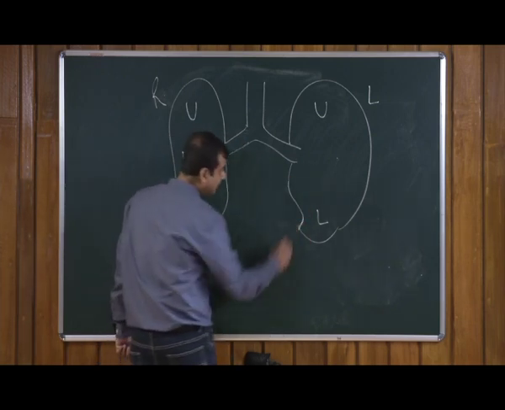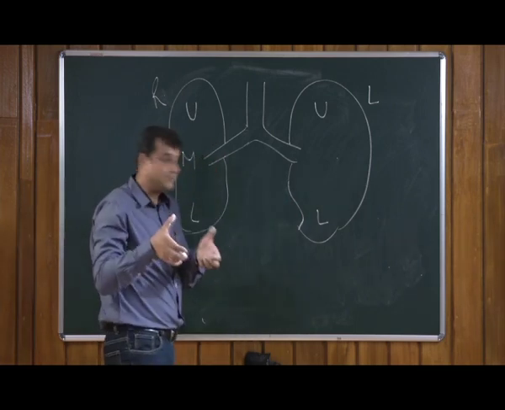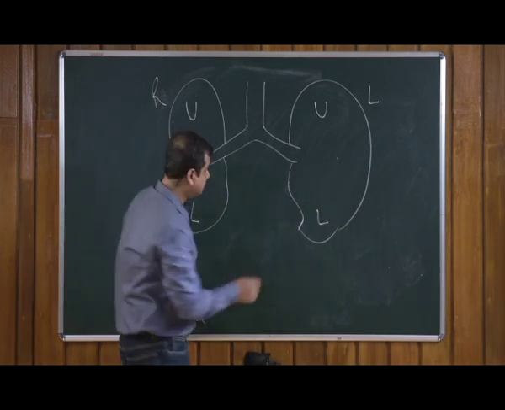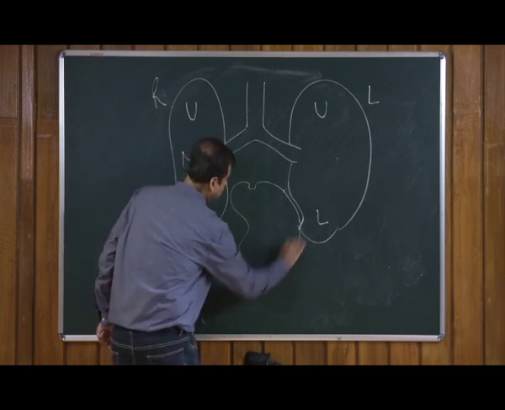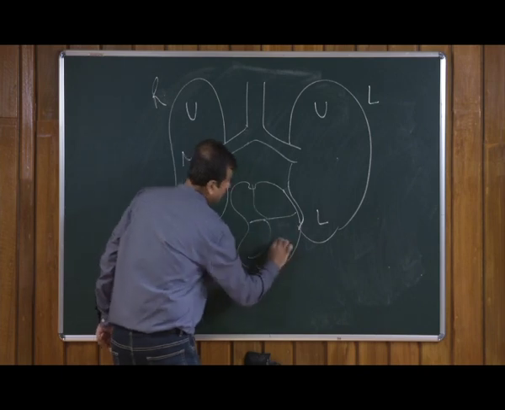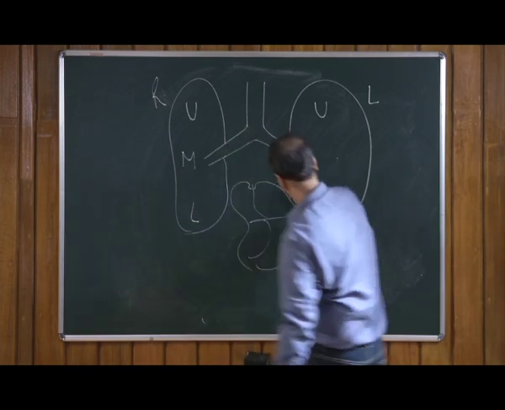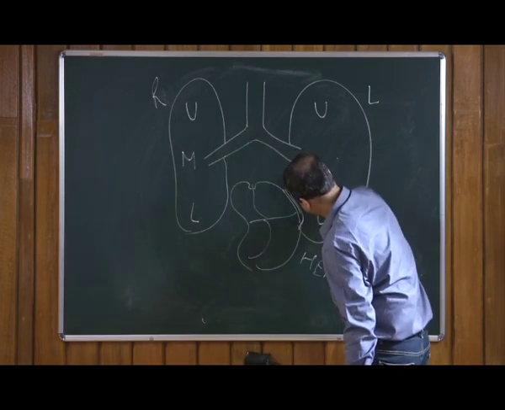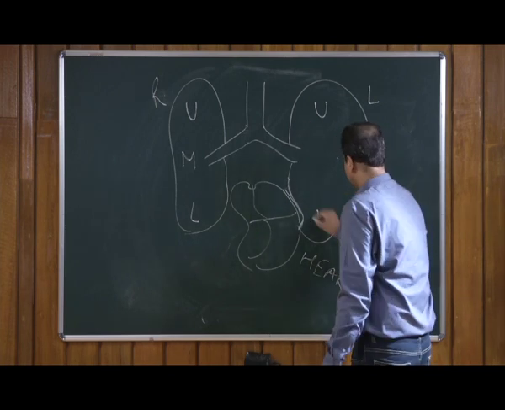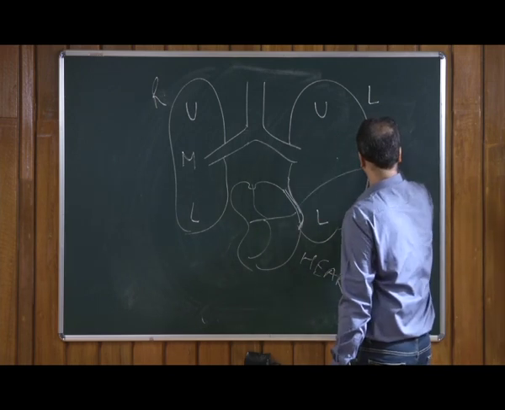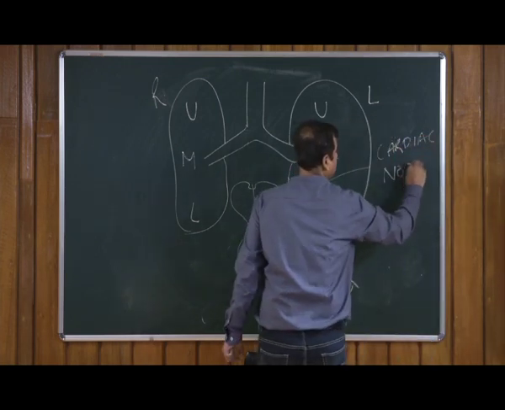This groove is basically a notch that has a very specialized mechanism, because this is the area where you have this very specialized structure. We call it the heart. So this whole area, this curvature in the left lung, is called the cardiac notch.